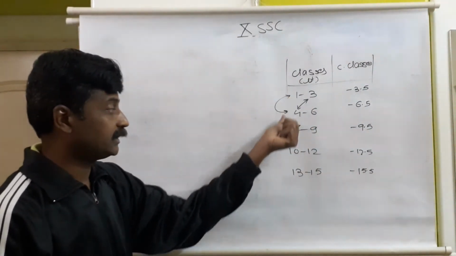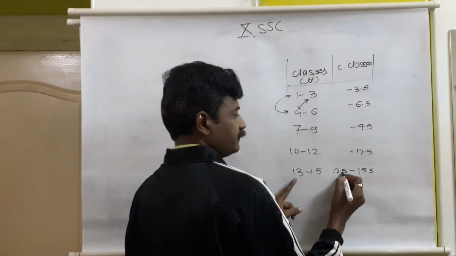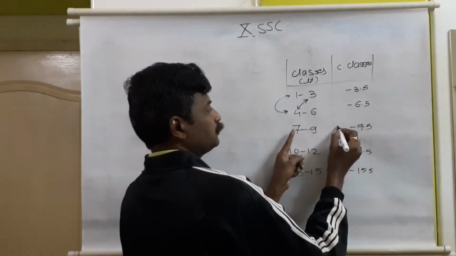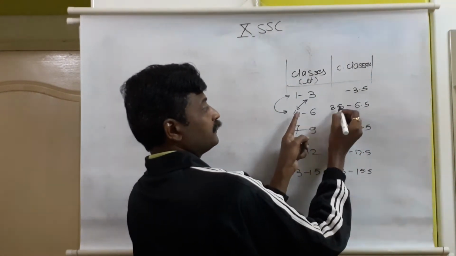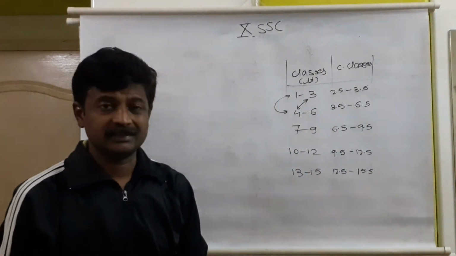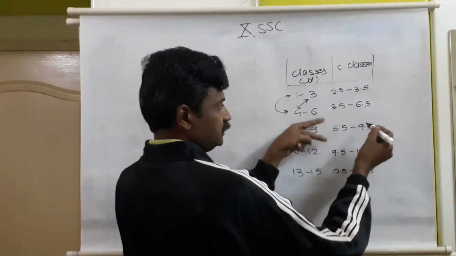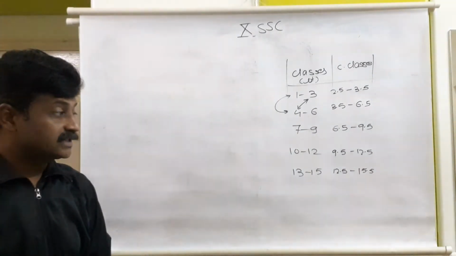0.5 should be subtracted from the lower class limits. So 13 minus 0.5 remains 12.5. 10 minus 0.5 remains 9.5. 7 minus 0.5 is 6.5. 4 minus 0.5 is 3.5. 1 minus 0.5 is 0.5. Now you can observe the classes are continuous. Successive classes, upper and lower limits, so the picture is clear.